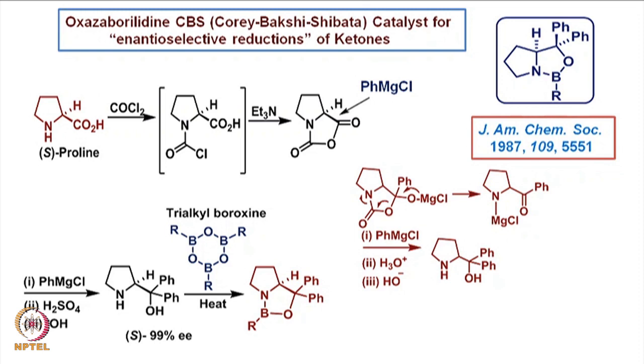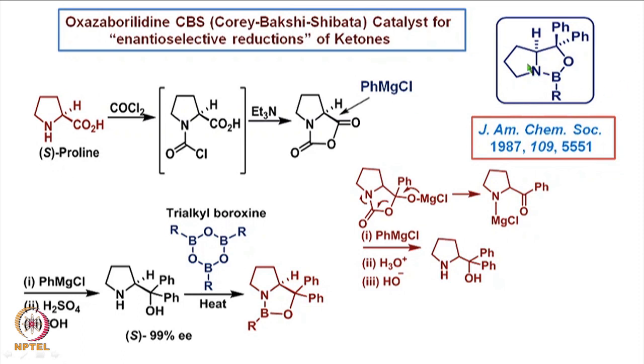In this context, there is a very interesting chiral catalyst introduced by Corey, which is known as oxazaborolidine catalyst or Corey-Bakshi-Shibata catalyst, which is useful for the enantioselective reductions of ketones. The structure of such a catalyst is shown here, which has a bicyclic 5-5 system in which there is a nitrogen, boron and oxygen in a contiguous fashion. Now, this particular type of Corey-Bakshi-Shibata catalyst can be prepared from either S-proline or R-proline.